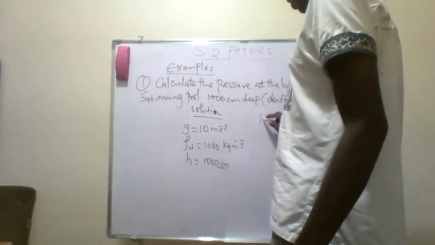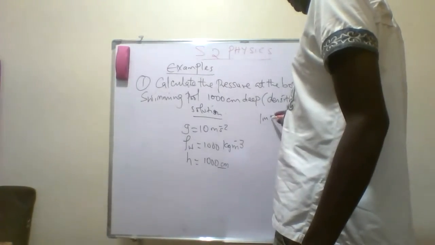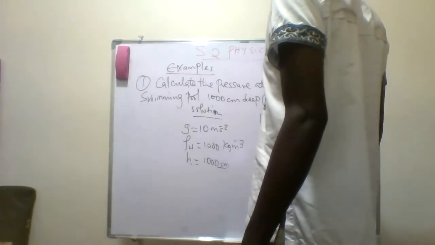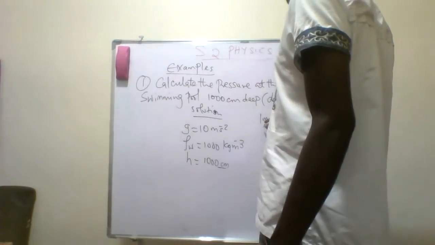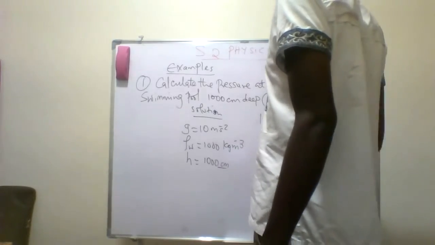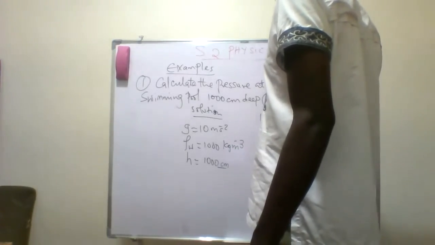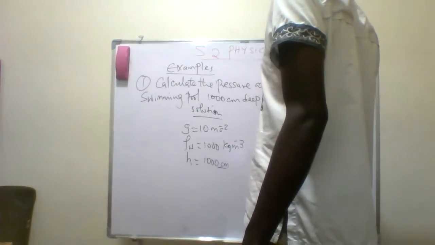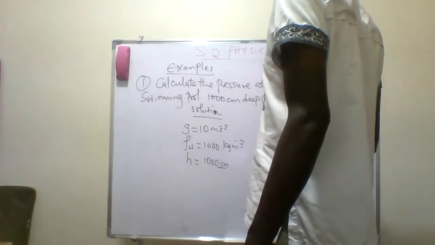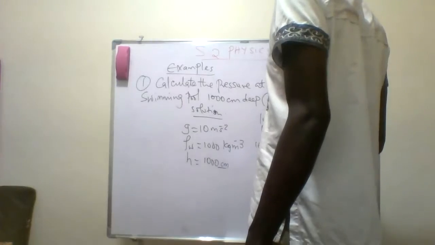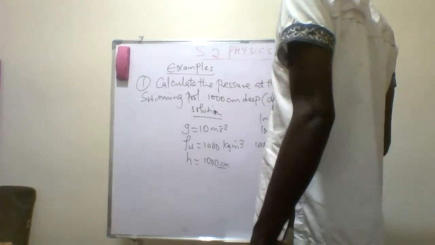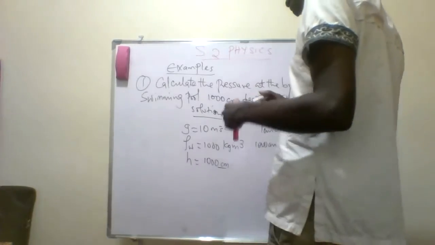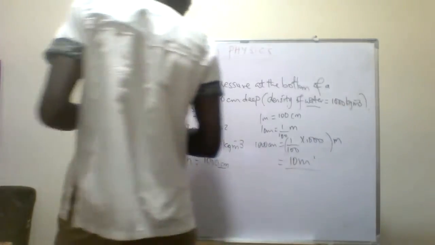So we know 1 meter, not 1 million, but 1 meter, is 100 centimeters. So 1 centimeter is 1 out of 100 meters, and therefore 1,000 centimeters is 1 out of 100 times 1,000. And the mathematicians will tell me very fast that this is 10 meters. So in 1,000 centimeters, we have 10 meters.